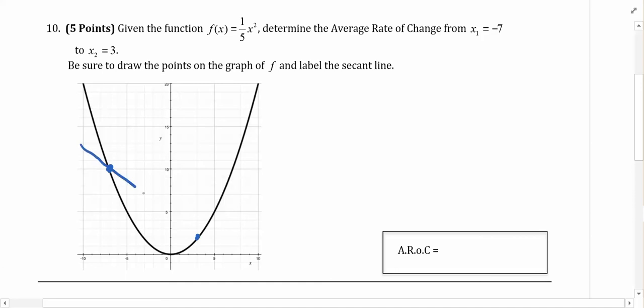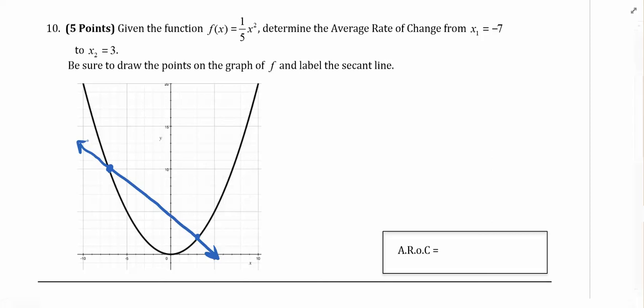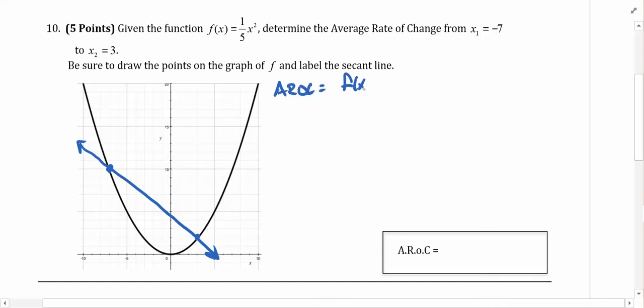So if I were to draw a really good secant line, then I would see this. So right away, I know that my answer should be negative, okay? Because my slope of that line is negative because it's going down from left to right. Okay, so remember that the average rate of change is equal to f of x2 minus f of x1 divided by x2 minus x1.